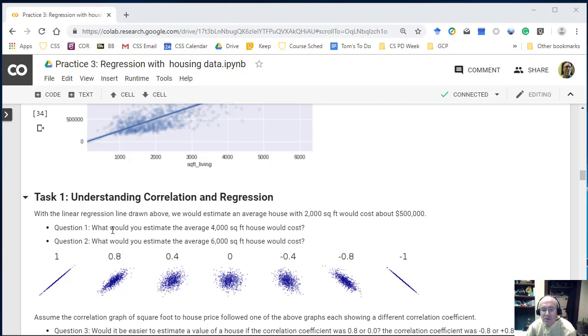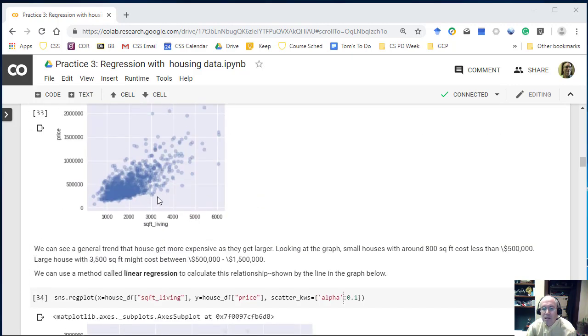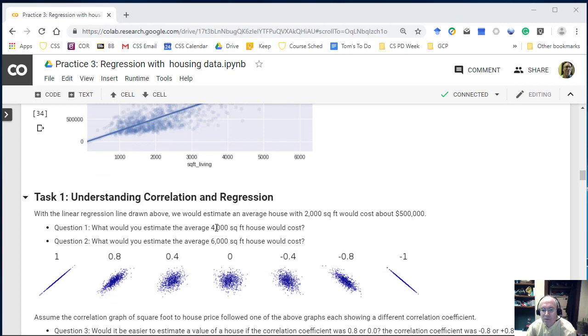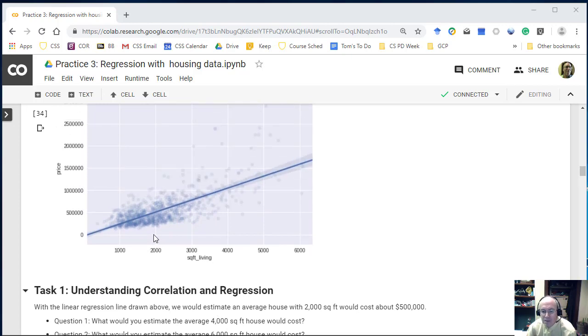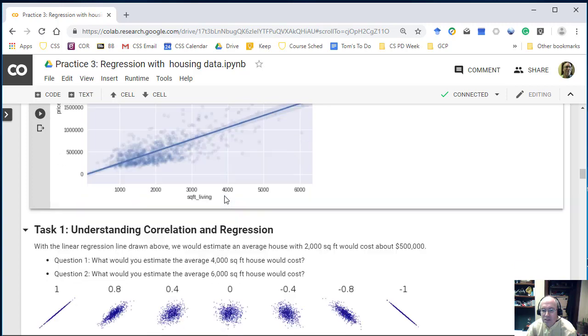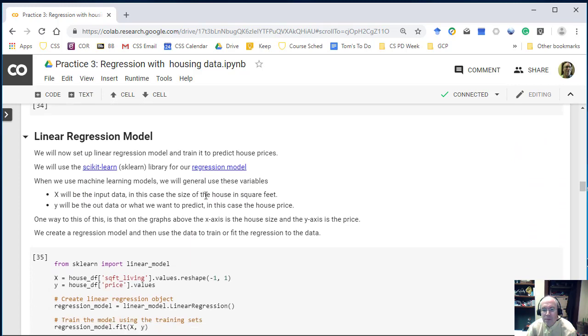The first thing I want you to do is estimate what a house would be. So if you look at this line here, you could look at this data, but you have to kind of approximate. It's probably easier to look at this line. So if you look at a house with 2,000 square feet, there's a nice line here, and I go up, that house should be worth about $500,000. And again, your job is to look at what a house at 4,000 and 6,000 square feet would be according to this linear regression line. And then describe something about this correlation coefficient. So once you've gone through that, we'll do the linear regression model.